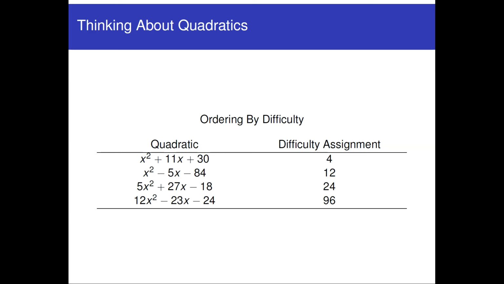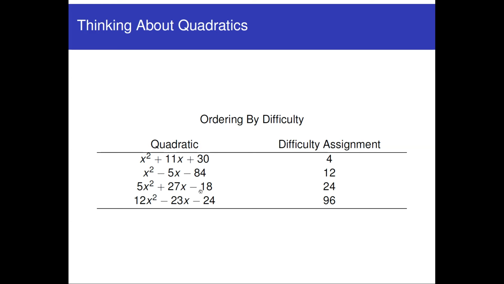The next most difficult one would be this one. Of course, the difficulty assignment goes up quite a bit. 84 has 12 factors, which means it has six factor pairs. But since it's negative, there are two assignments for the positive and the negative. So 6 times 2, or 12, would be the number of potential factorizations you'd have to check if you did this by exhaustion. Difficulty goes up quite a bit. It doubles here, once the leading coefficient is 5 and the trailing coefficient negative 18.